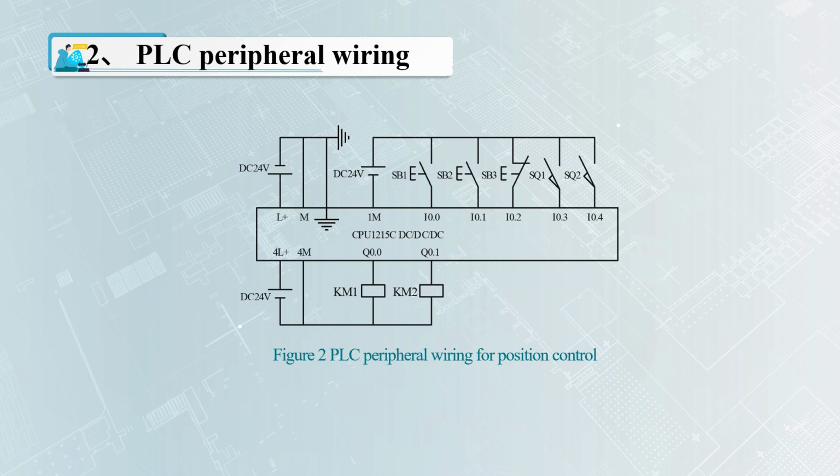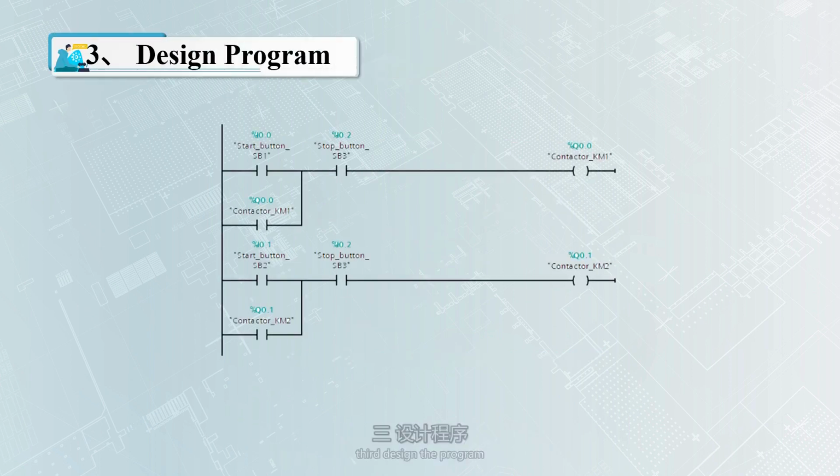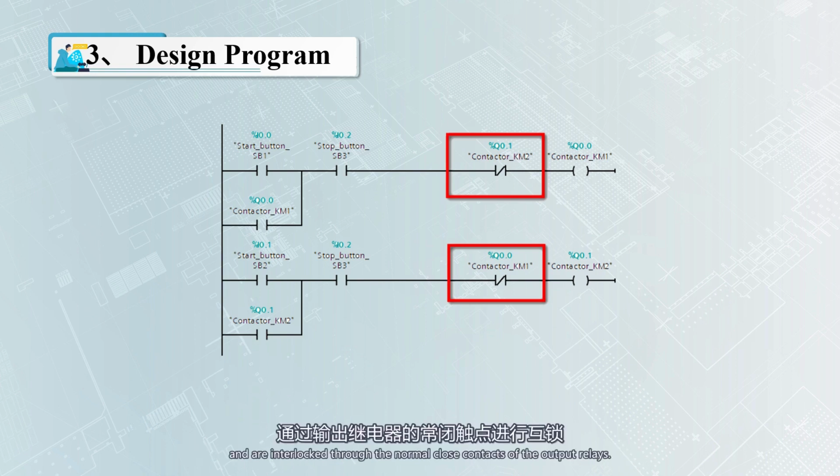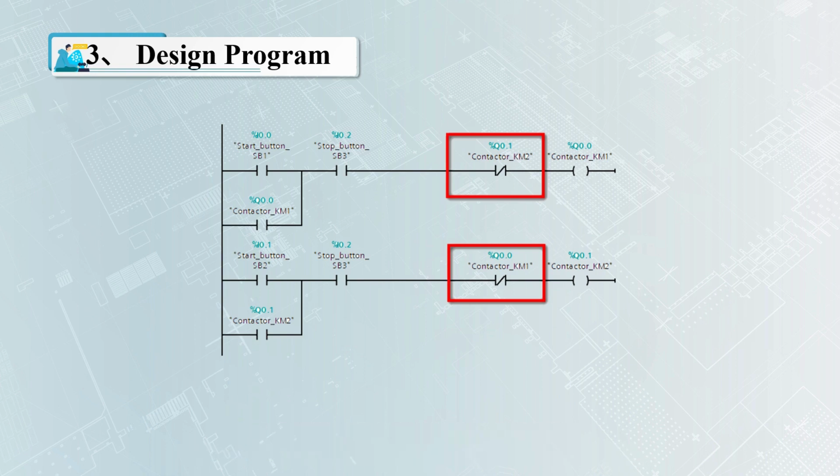Third, design the program. Forward and reverse are continuous operation. First, design two programs to achieve one-way continuous operation. The two output coils of forward and backward rotation cannot be on at the same time and are interlocked through the normally closed contacts of the output relays.